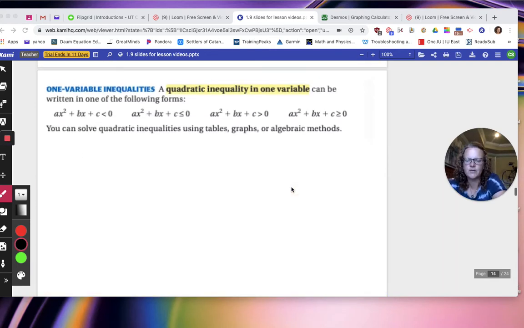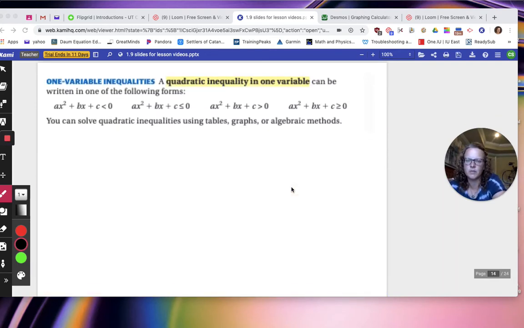All right, now we are going to move into solving one variable inequalities using algebra. We just learned how to do it graphically. Now we're going to learn it algebraically and using tables.